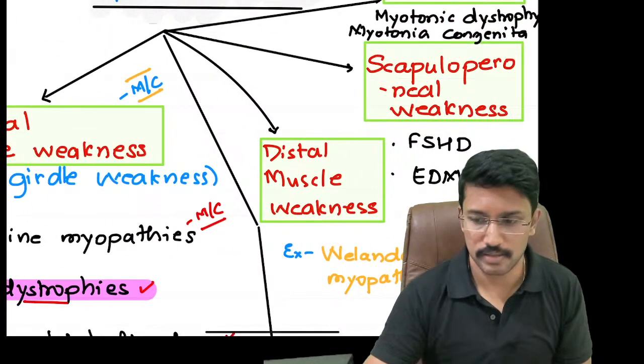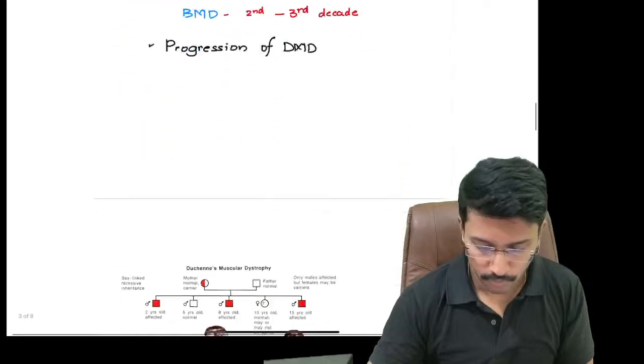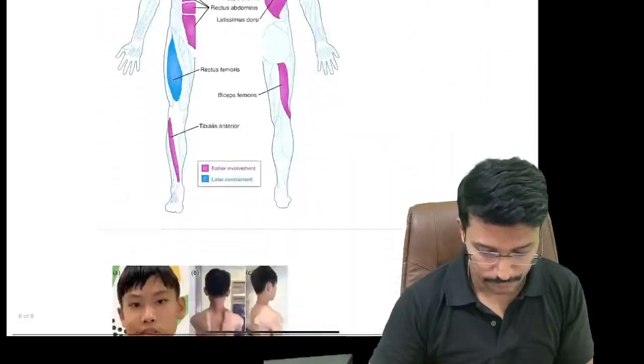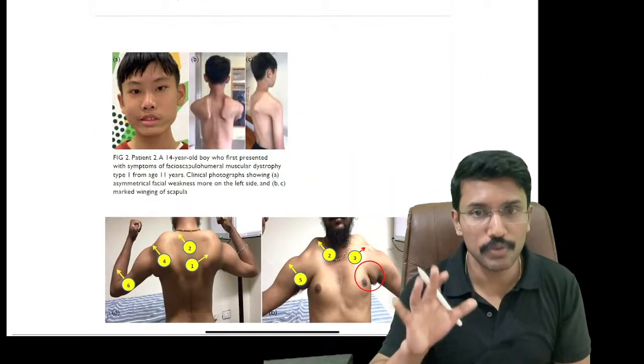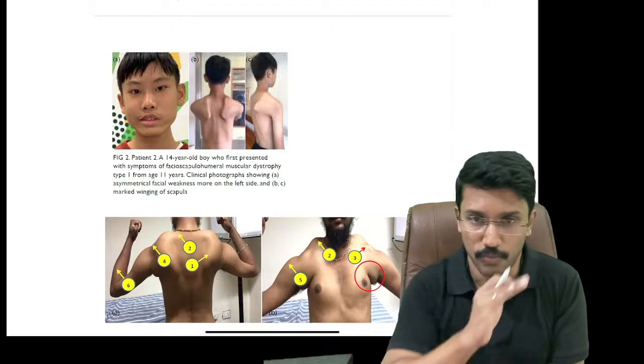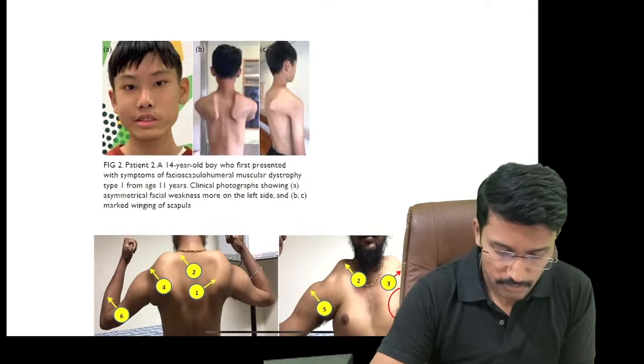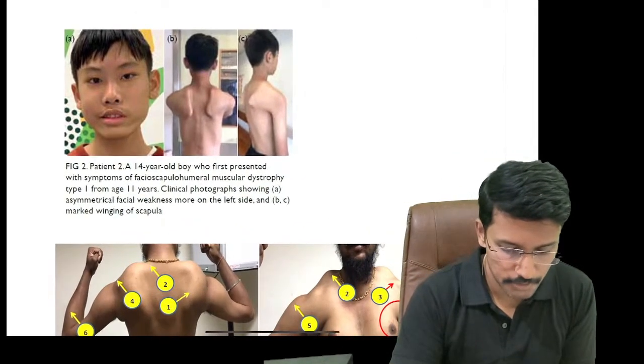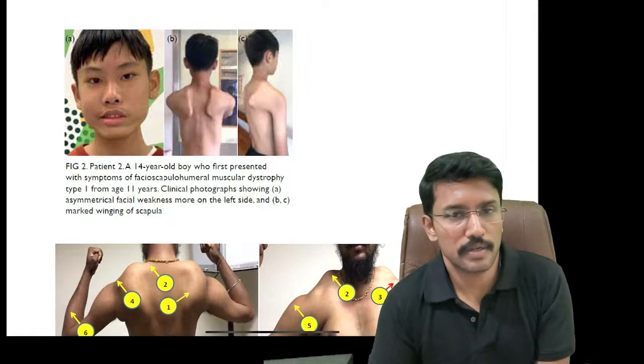Scapuloperoneal weakness, right? We had called it as scapuloperoneal weakness. Now, when you go through these images, you will understand what I'm talking about. What is the distribution of weakness? So in the first image, it's a patient with facioscapulohumeral muscular dystrophy.